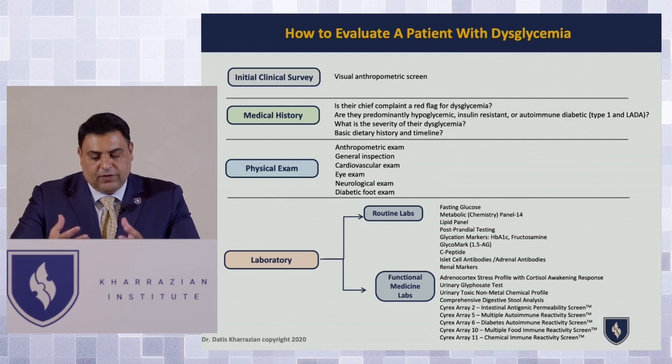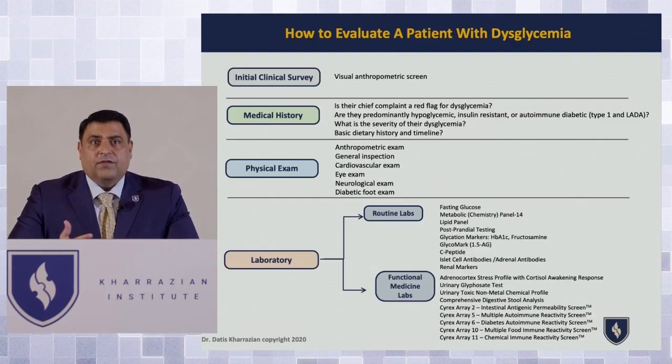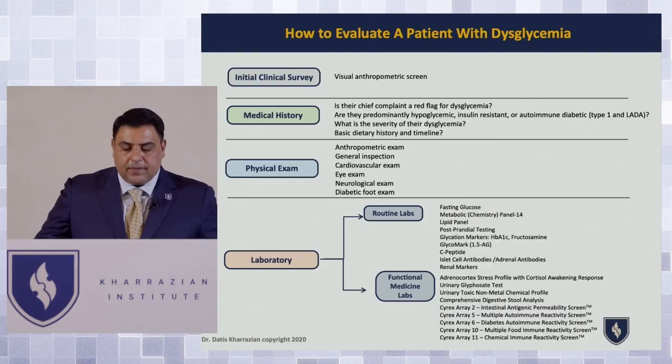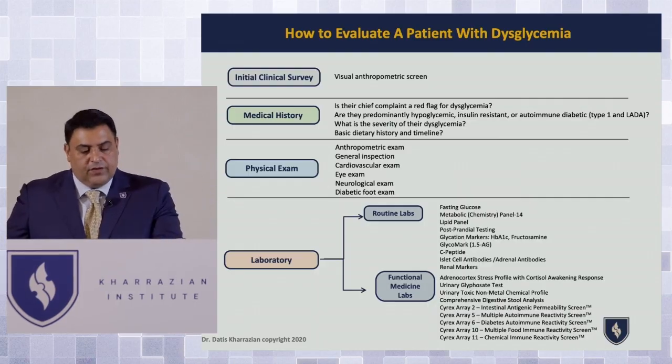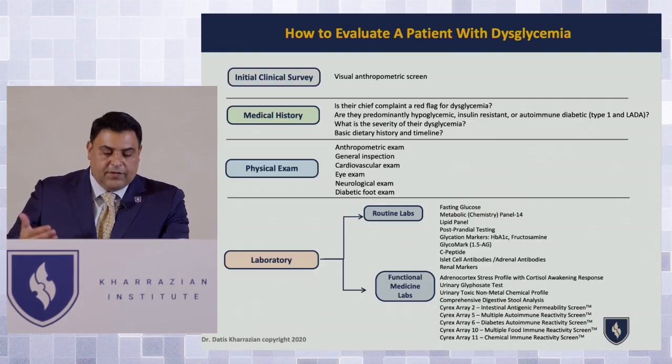So if you see someone, for example, that has been diagnosed with diabetes and they're underweight or normal weight, you immediately would suspect something like latent autoimmune diabetes of adulthood. What's the severity of the dysglycemia? And then some basic dietary history questions to go through the timeline. And then we'll talk about the physical exam.